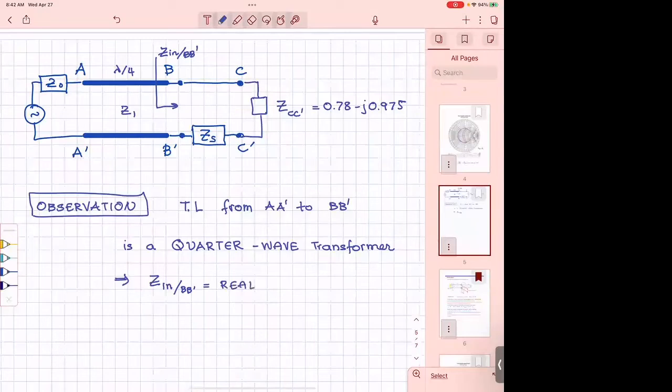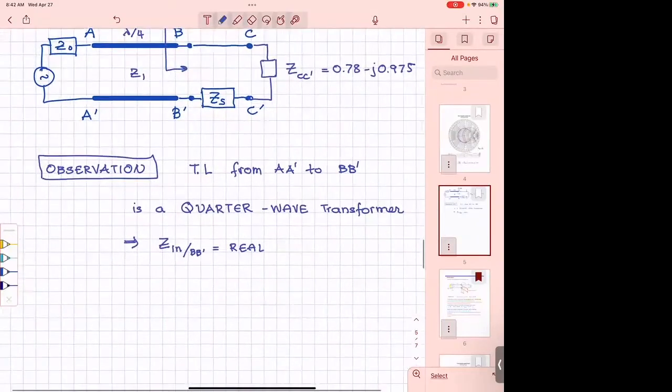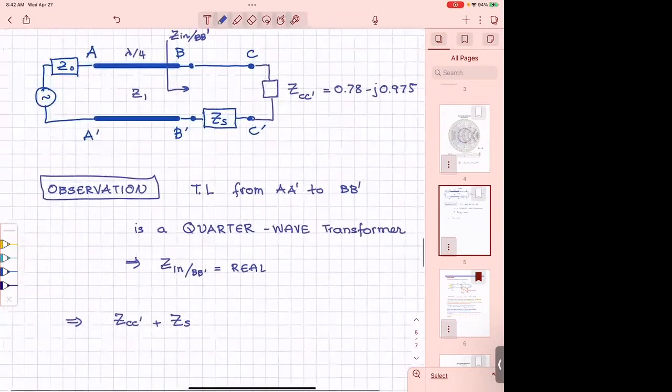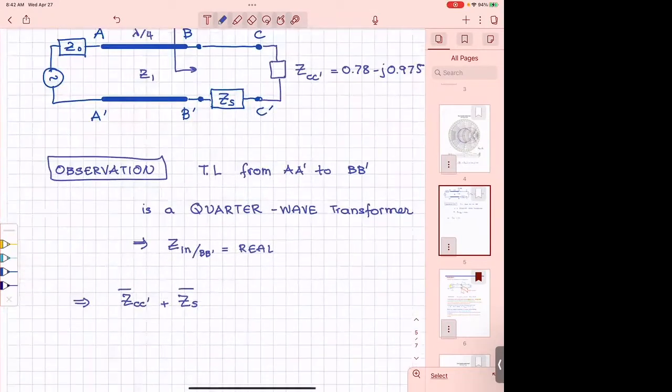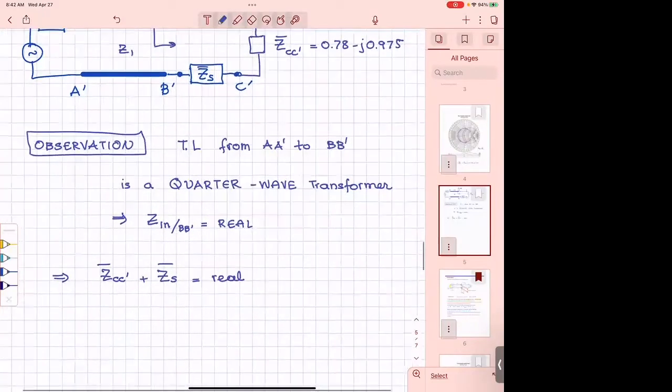Otherwise, I cannot use a quarter wavelength transformer, which then means that my ZCC prime plus ZS, normalized, all of this, has to be real. What does that make me believe?